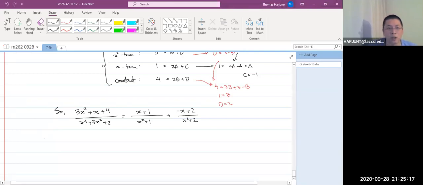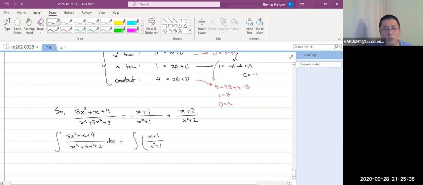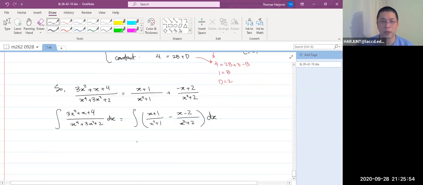And now look at the integral. So the integral of 3x squared plus x plus 4 over x to the 4th plus 3x squared plus 2 dx equals the integral of x plus 1 over x squared plus 1, maybe I use minus here, minus x minus 2 over x squared plus 2. How to integrate each one of them, that's another story. Okay, but I think I will break them up.